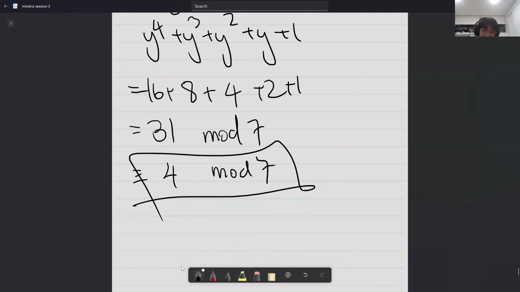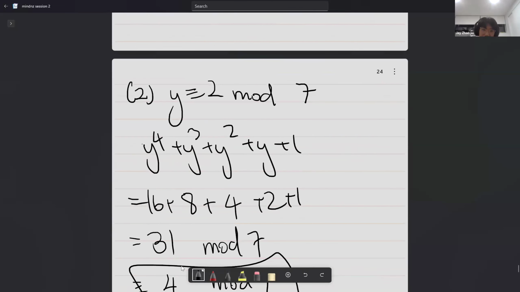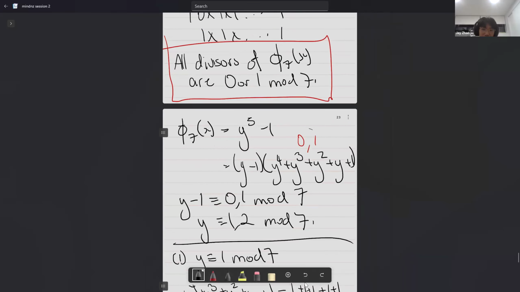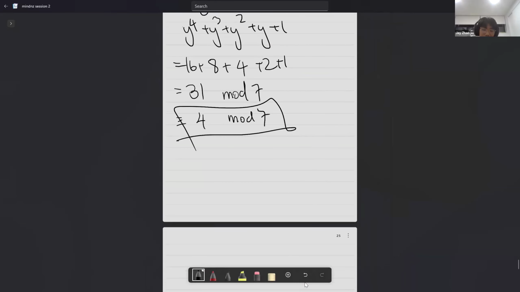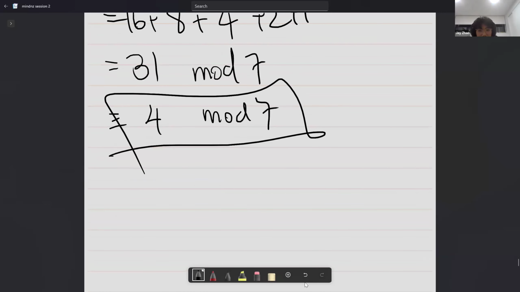But oh, look at this. 4 is not 0 or 1. So that means that this case also doesn't work. Neither of our two cases could possibly work, so that means that there just aren't any solutions. So yep, that's it. If you have any questions, please feel free to ask now. But otherwise, if you don't have any questions, that's okay.